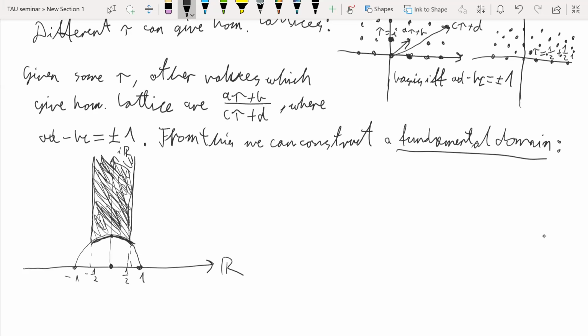How do I identify the arcs? Okay, so let me just write it down. So on the boundary, we identify x plus iy with minus x plus iy. So on this boundary, we identify each point with its mirror image. And that's the only identification we make. The interior here is left intact.